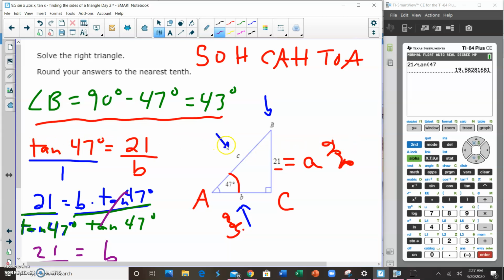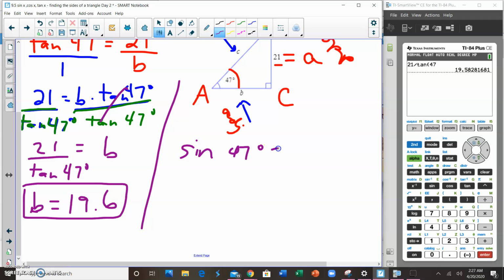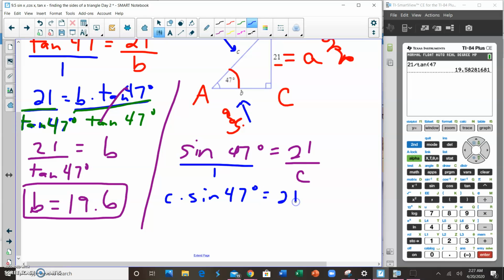So when I am finding side C, I am going to use sine. So I'm going to say that the sine of 47 degrees, and this is separate from that, is going to be equal to opposite, which is 21, divided by hypotenuse, which is C. So then I'm going to put this over 1, and I'm going to cross multiply. So C times the sine of 47 degrees is equal to 21.